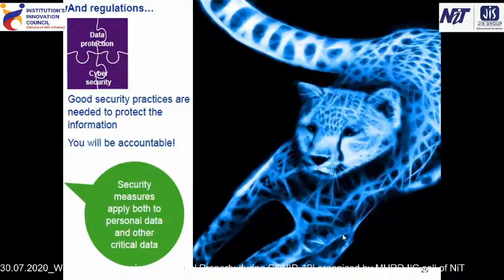this one. And regulations: this is data protection and cyber security. For intellectual property, data protection and cyber security are very important. Cyber crime and cyber security in the internet system, in our digital electronics and digital computer systems, are very important. Good security practices are needed to protect the information. You will be accountable. So security measures apply to both personal data and other critical data also. Next.